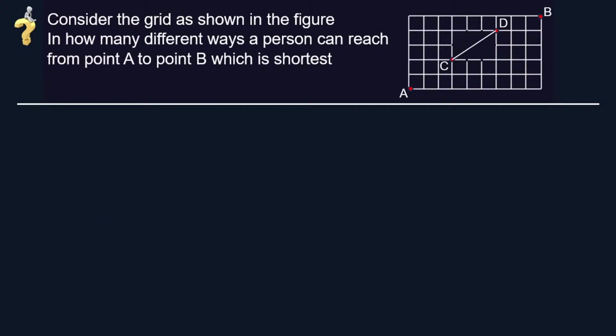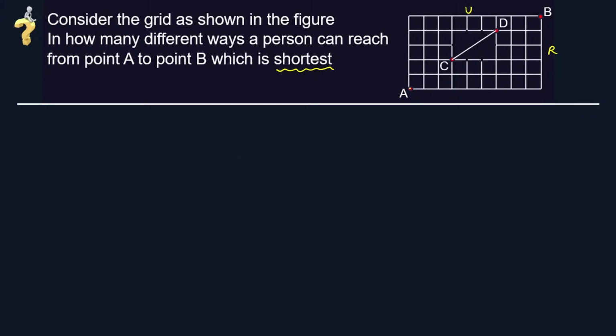So this question. Consider the grid as shown in the figure. In how many different ways can a person reach from point A to point B, which is shortest? Again, a very important word they have used: shortest. Shortest means a person can either move up or can go right. Neither will he go left nor will he go down.